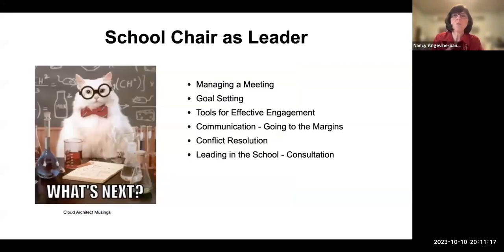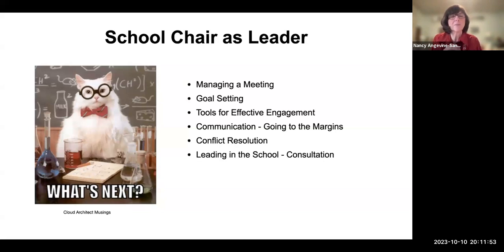So what's next? The next module is going to look at how to manage a meeting. It's going to look at goal setting, tools for effective engagement. It's going to look at the importance of communication. And actually, it's not just the next one, it's the next 3 modules, I'm sorry. It's going to look at communications, how you can go to the margins of your community so that you are hearing from everybody. It's going to look at conflict resolution.